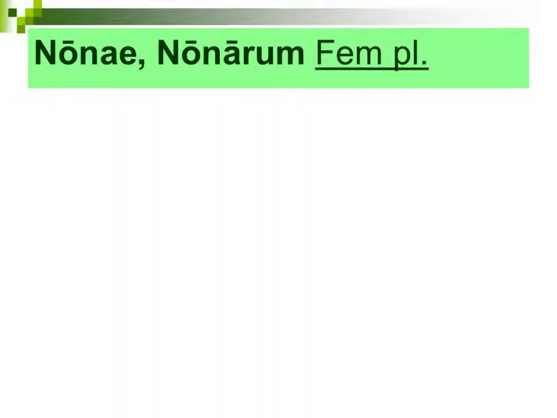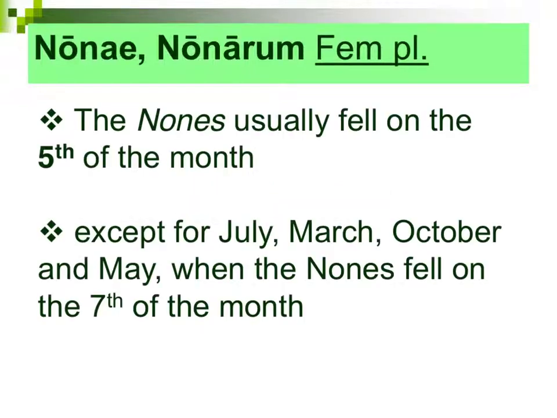All right, the second major term is the nones, or in Latin, the nonae, nonarum, also feminine plural. What does that mean? Right, the nones usually fell on the 5th of the month, except for our four special months, July, March, October, and May, when the nones fell on the 7th of the month.